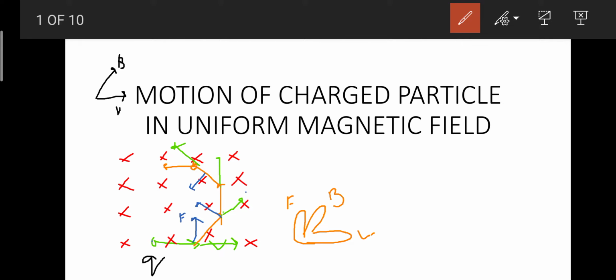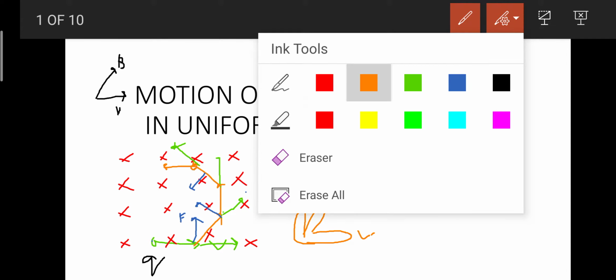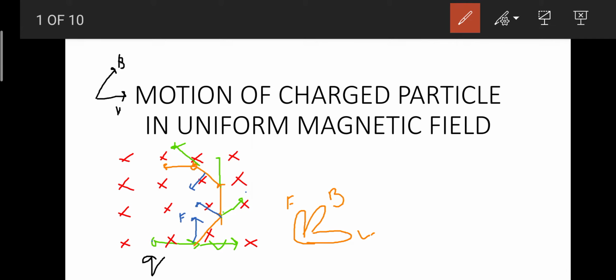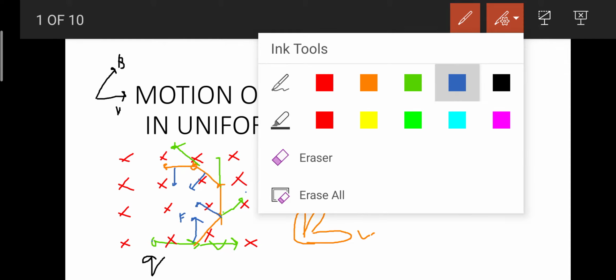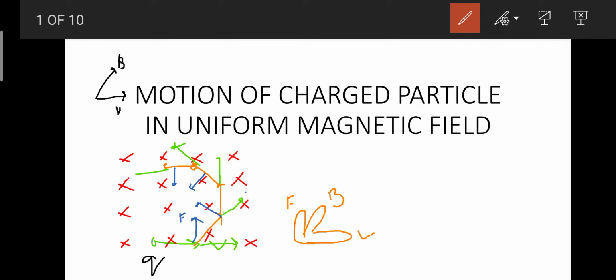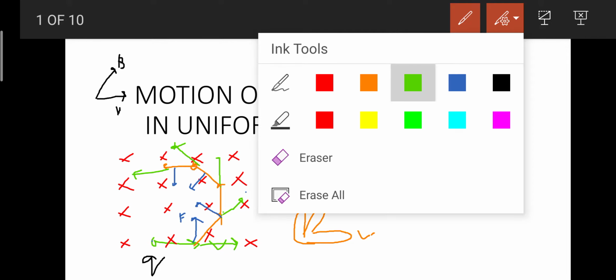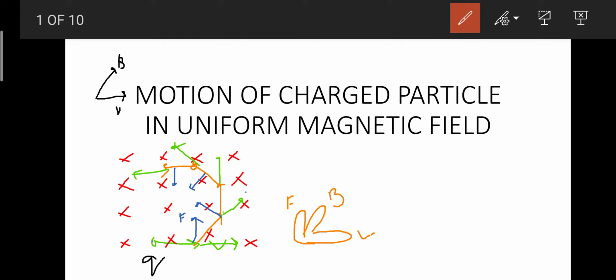And why is it going to happen? Because of the magnetic force. And the direction of magnetic force, if I'm going to take that, would be downward, right? Then at the very next step, this charged particle should move in this particular direction, but it is not going to move in this direction. It will change its path in this direction. And why does it happen? Because at this particular point, if you are using Fleming's left hand rule, then the direction of force would be like this.